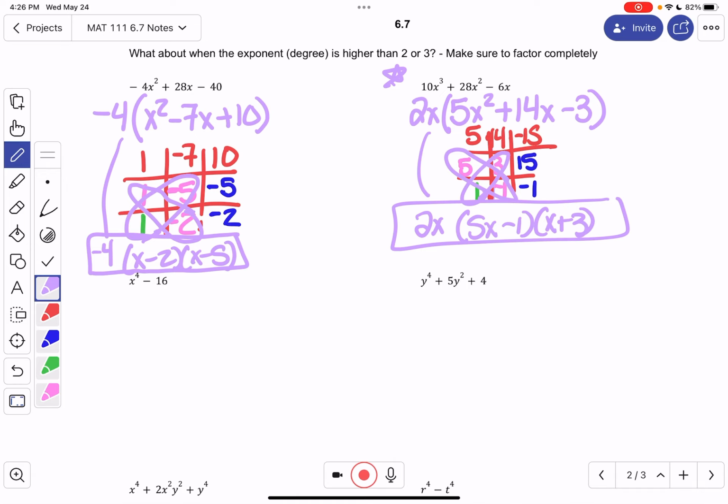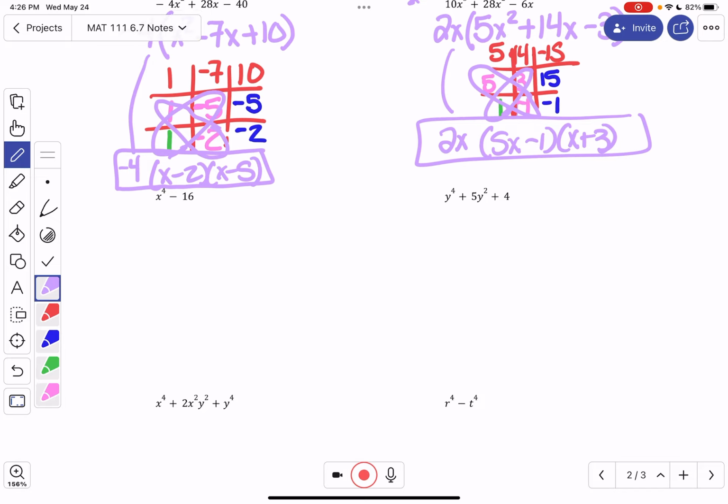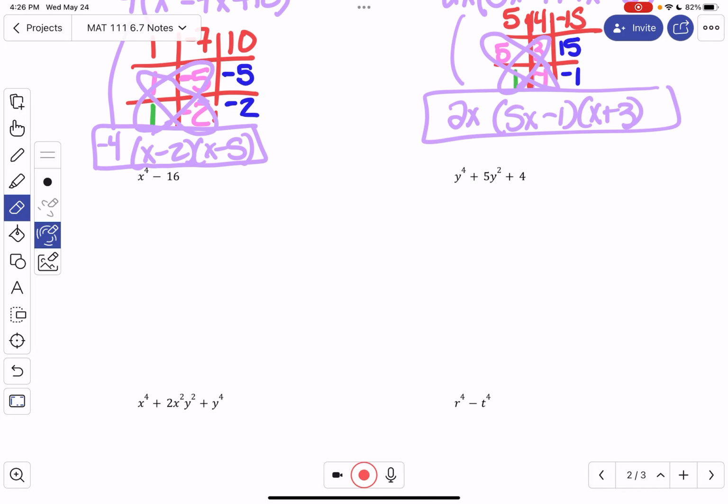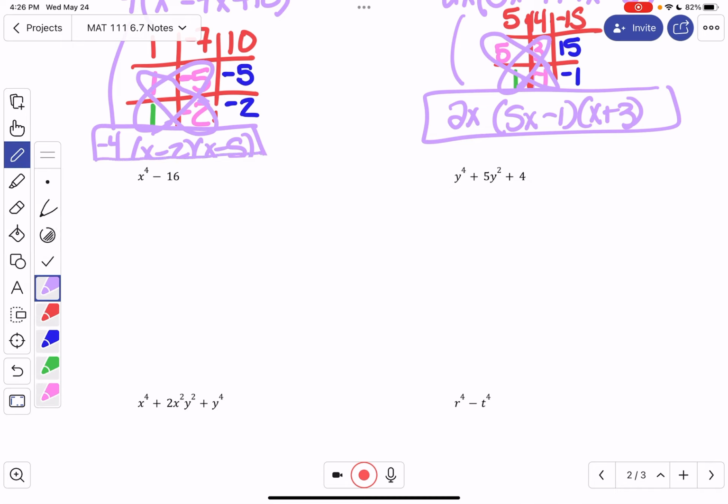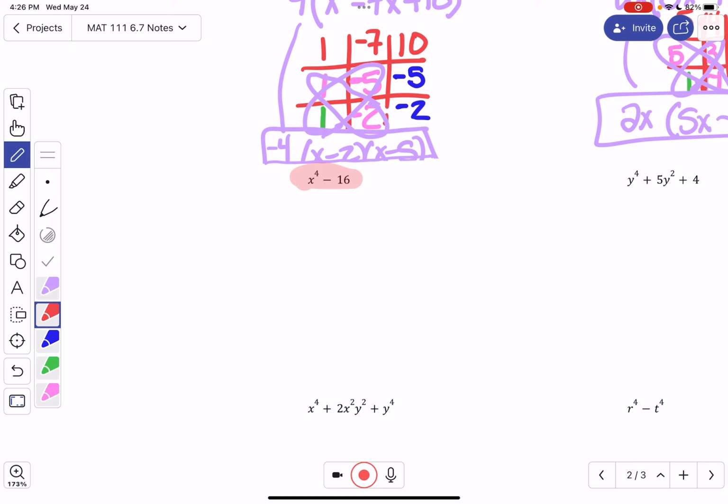But what happens if you can't just take out a greatest common factor and get down to what you're looking for? Then you need to analyze them and see if you can make it look like one of the ones we've been working with. So if we start with this one right here, x to the 4th minus 16, it has 2 terms. So the ones we know with 2 terms were the difference of squares and then the sum and difference of cubes. Well, if we look at 16, 16 is a perfect square, not a cube. So let's think about x to the 4th.